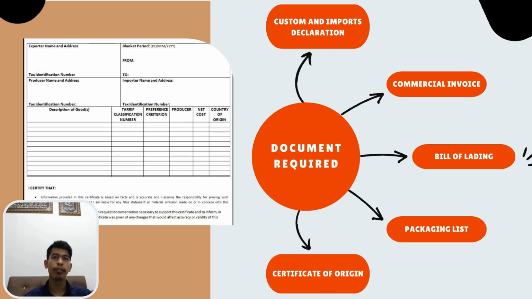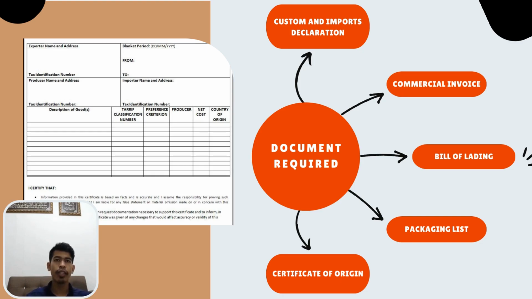The third document is Bill of Lading. A bill of lading is a contract issued by a transport company to a shipper that spells out the quantity, type, and destination of the goods being shipped. The fourth document is packaging list. The packaging list needs to contain everything from the seller, buyer, and shipper to the date of the shipment and mode of transport and carrier.